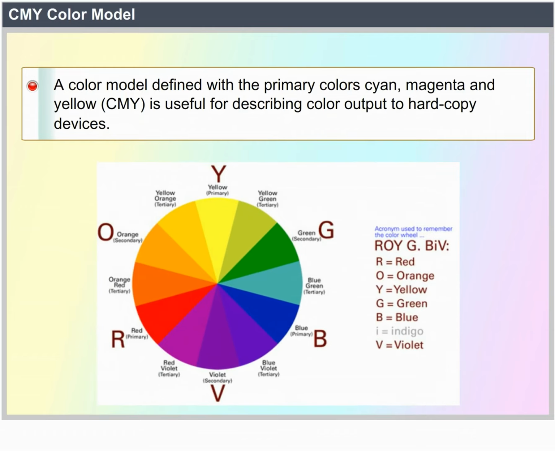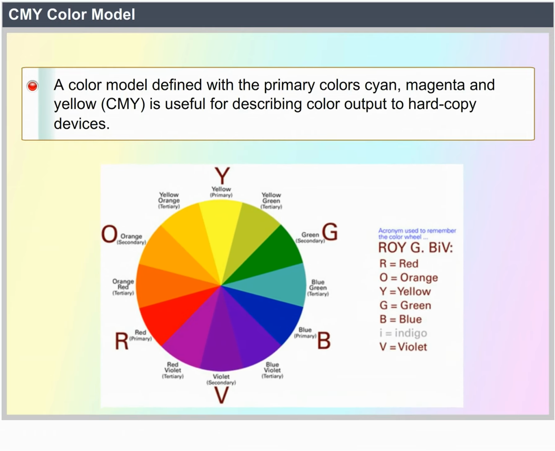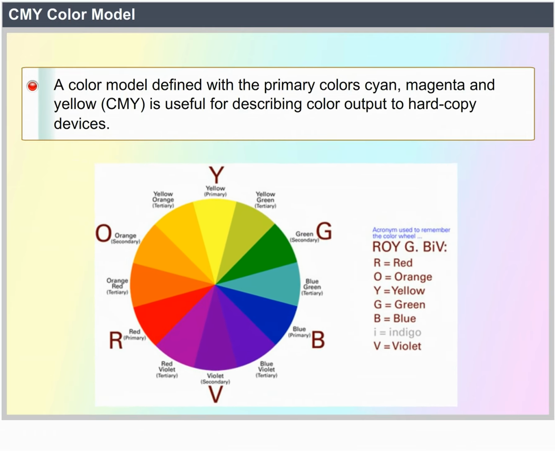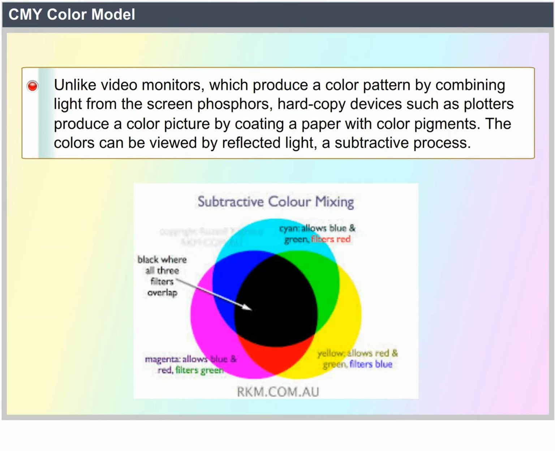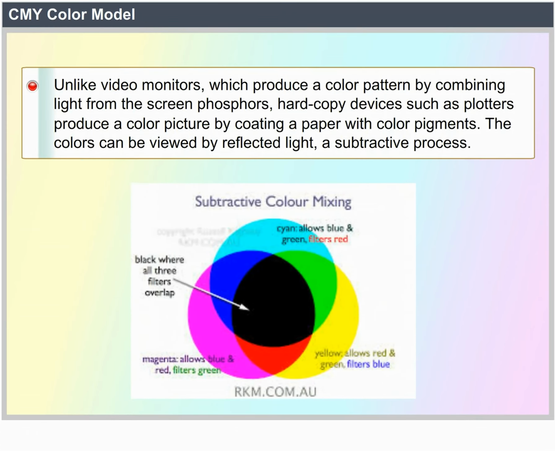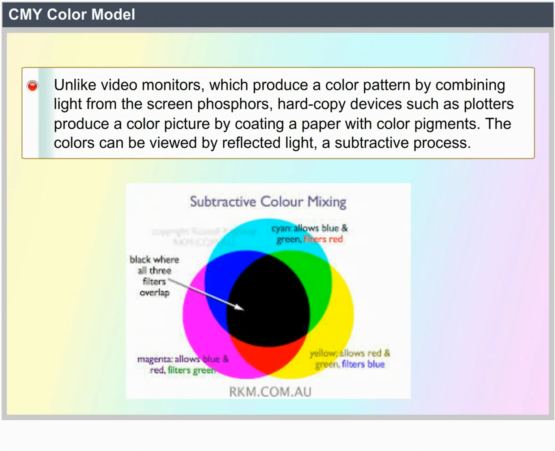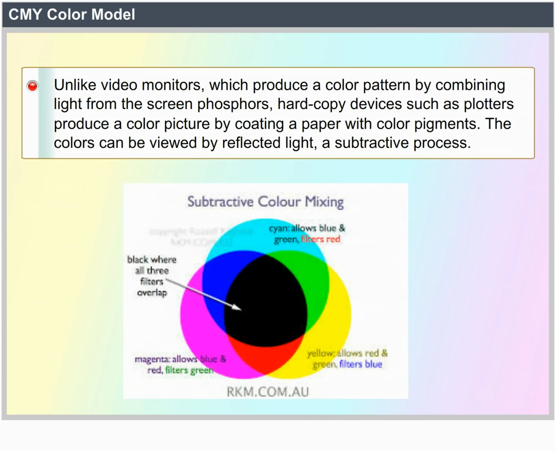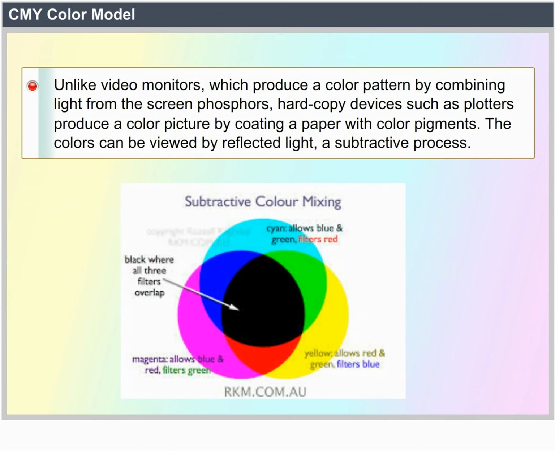CMY color model. A color model defined with the primary colors cyan, magenta and yellow, CMY, is useful for describing color output to hard copy devices. Unlike video monitors, which produce a color pattern by combining light from the screen phosphors, hard copy devices such as plotters produce a color picture by coating a paper with color pigments.